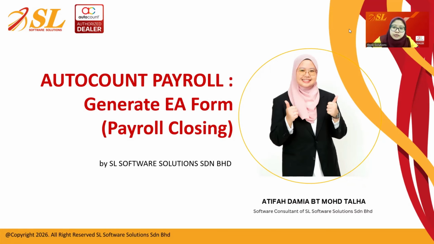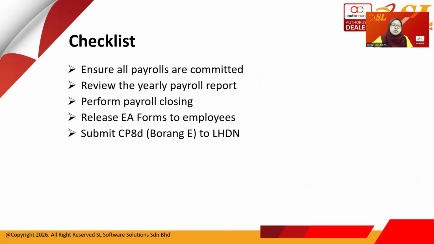Before you generate the EA form, you need to check this list. First, ensure all the payrolls within that year, from January until December, are already committed. Then, to ensure the amount that you submit to the LHTN is correct, we suggest you review the yearly payroll report. You can check whether the gross pay matches your record.